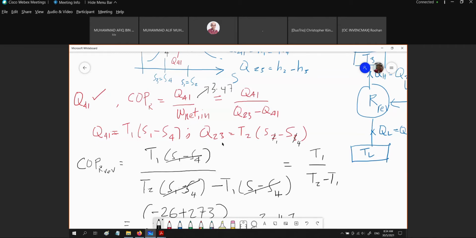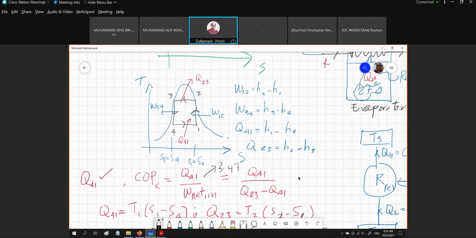So what is the meaning of that? If we put in one work, we are going to absorb 3.47 heat of this amount. We have the heat is 3.47 times more compared to the input of the work. Okay, so this is if we want to have the cycle as a refrigerator.